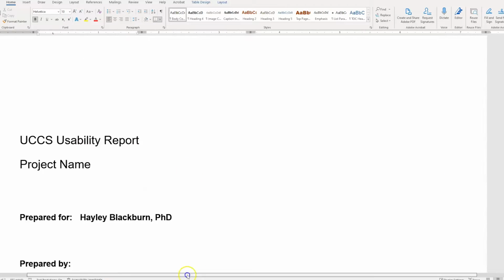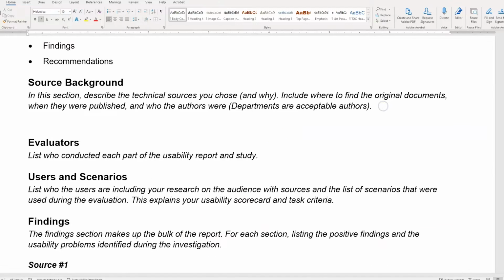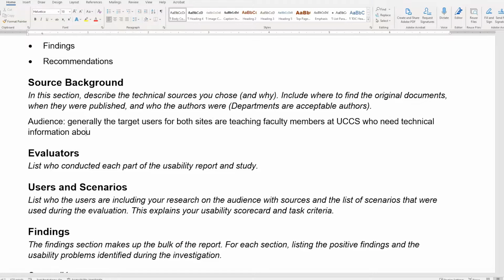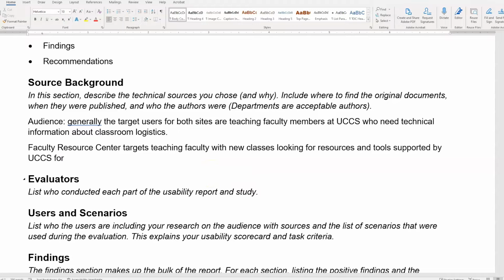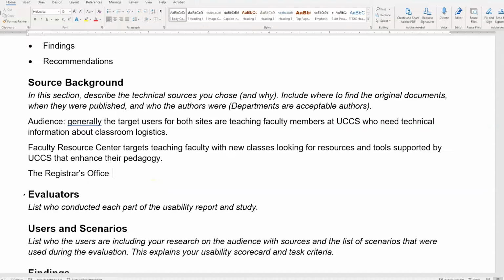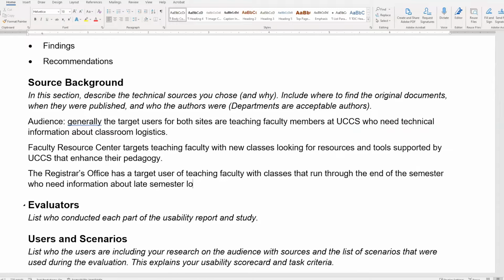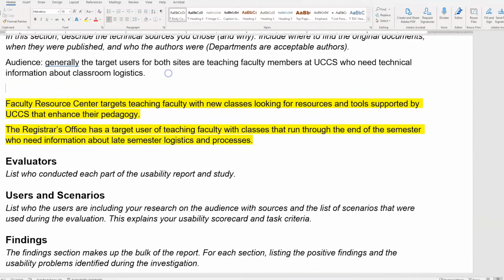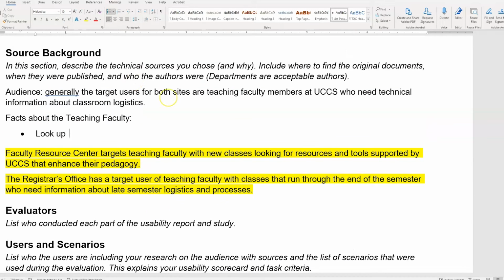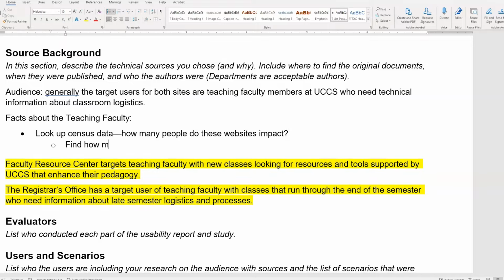Now I'm jumping into the bottom part of the template and writing out my audience persona statement, to make sure I didn't forget it. Both were very similar, but they diverged in what specific resources these teaching faculty would need. So the Faculty Resource Center has stuff about classrooms, and the registrar's office has information about late semester logistics. I highlighted that just so I wouldn't forget them, and then I started bullet pointing and writing down some of the things that I knew or figured I'd want to look up about that.